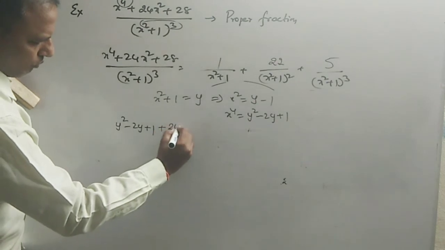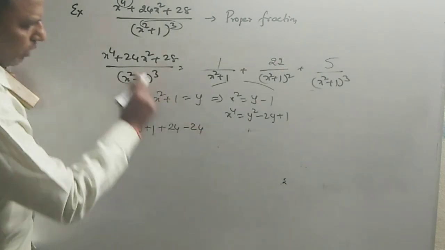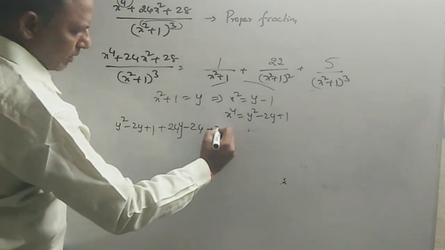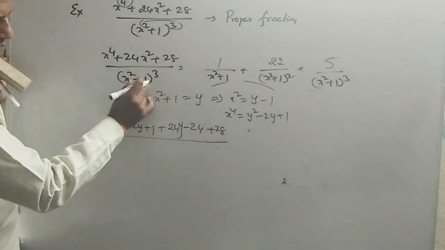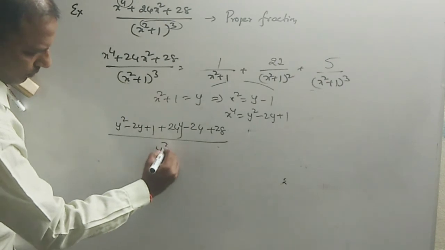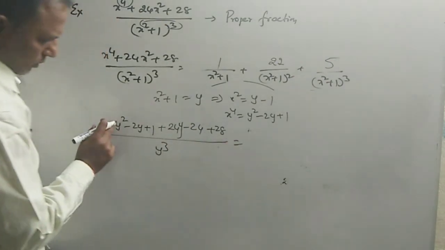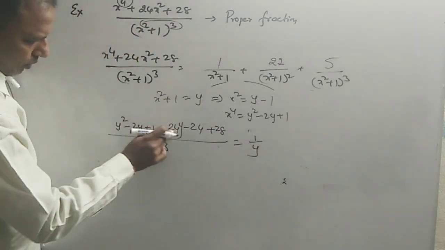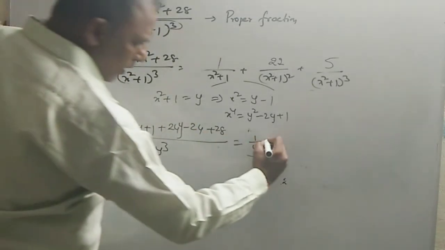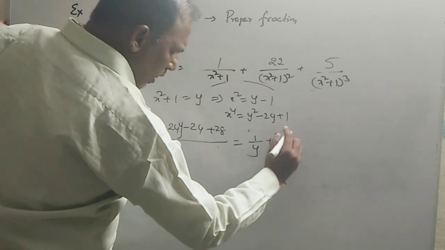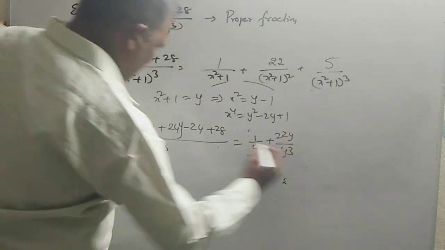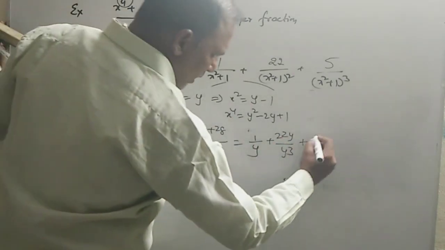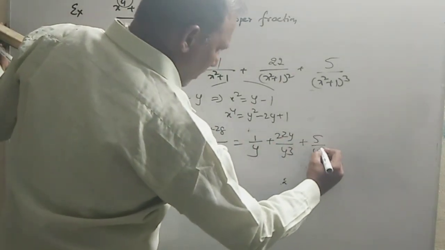Replace this here: y square minus 2y plus 1, and then x square with y minus 1. This becomes 24 into y minus 1, 24y minus 24 plus 28, by x square plus 1 whole cubed, which becomes y cubed. This I can write as y square by y cubed as 1 by y, and then 24 minus 2 becomes plus 22 y by y cube, and then 1 plus 28, 29 minus 24 is 5 by y cube.